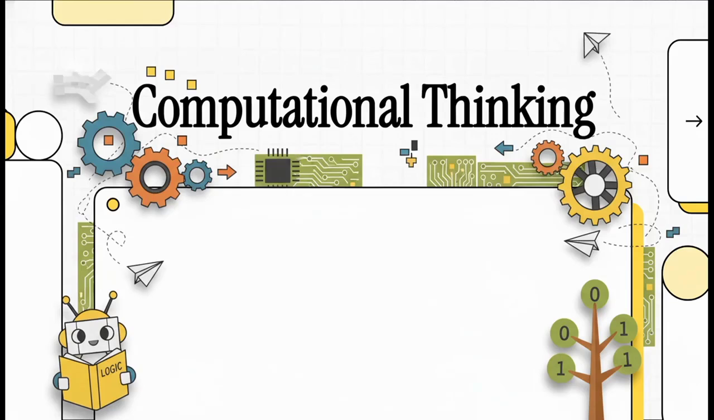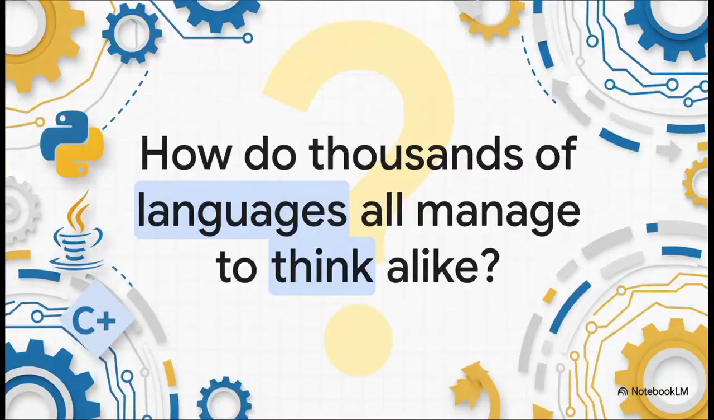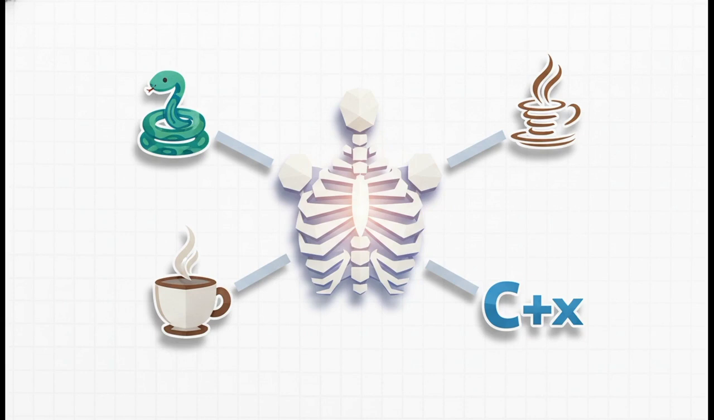Today, we're diving into computational thinking. It's the secret language behind all programming. Ever wonder how Python, Java, and C++ all seem to think in a similar way? Well, the secret is a shared foundation. Think of it as the bone structure for all programming.